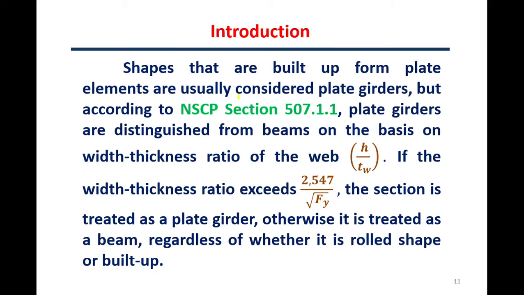According to NSCP Section 507.1, plate girders are distinguished from beams on the basis of the width-thickness ratio, that is h over tw, or h over the thickness of the web. If the width-thickness ratio exceeds 2,547 over the square root of Fy, the section is treated as a plate girder. Otherwise, it is treated as a beam, regardless of whether it is a rolled shape or built-up.